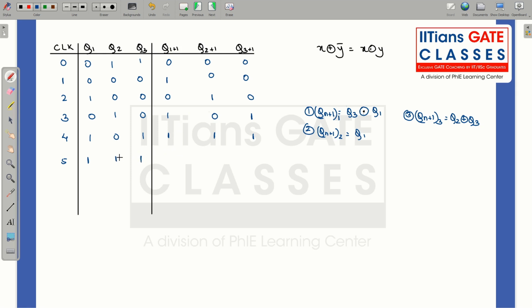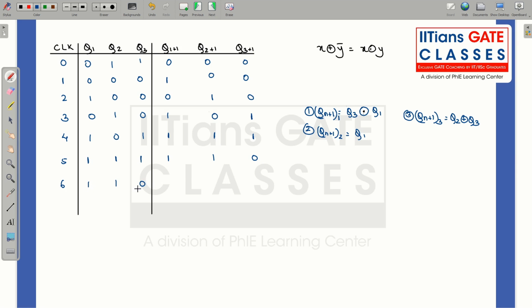Fifth is 1 1 1, the initial state. Next state will be Q1 plus 1 is this. So 1 XNOR 1, this is 1. Q2 plus 1 will be 1. And Q3 plus 1 will be XOR, so this is 0. Any repetition that we see? Not yet. So starting off the 6th clock edge, we will have 1 1 0.